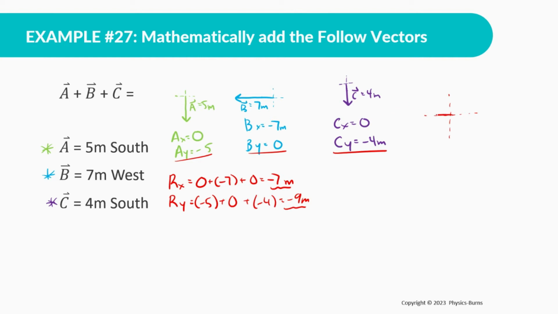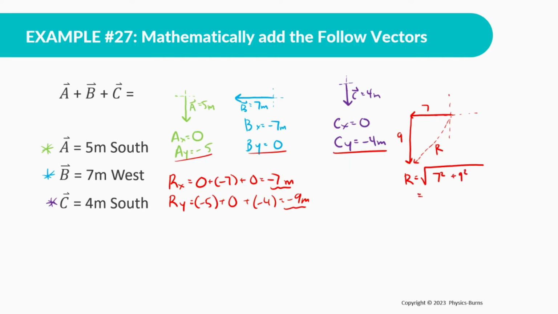Going to the left 7, and then going down 9. Good. And the resultant vector is going to look like this. And we could do Pythagorean theorem for this. 7 squared plus 9 squared equals r squared. So I know r is equal to the square root of 7 squared plus 9 squared.